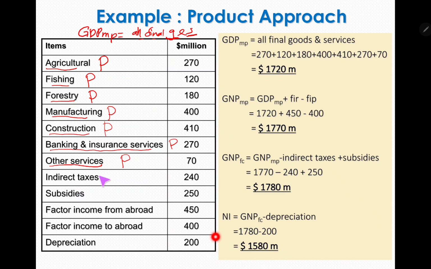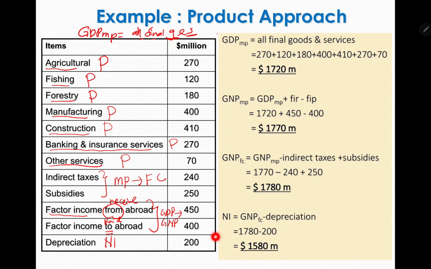Indirect tax and subsidies, you use these two items when you want to convert from MP to FC. FIR and FIP. So how to detect which one is FIR, which is FIP? Factor income from means you receive. To means you pay. So these are the items when you want to change from GDP to GNP. And depreciation, you use it to answer for national income.